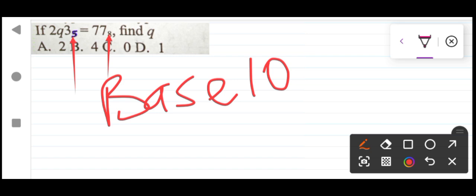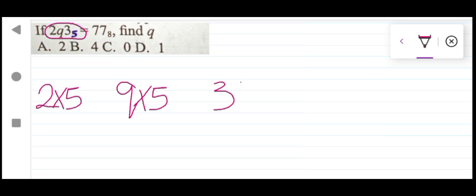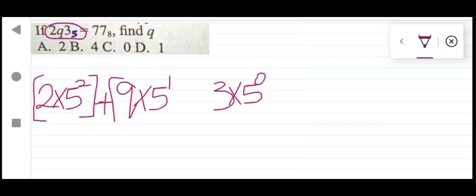So let's get started. When you have a question like this and you have to convert to base 10, simply rewrite those values 2, q, and 3. Multiply by the base: multiply by 5, multiply by 5, multiply by 5. The next thing is to add the power on the base, starting from 0, 1, 2. At this point, bracket the values to avoid confusion.